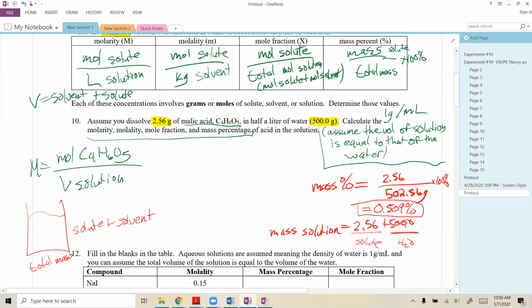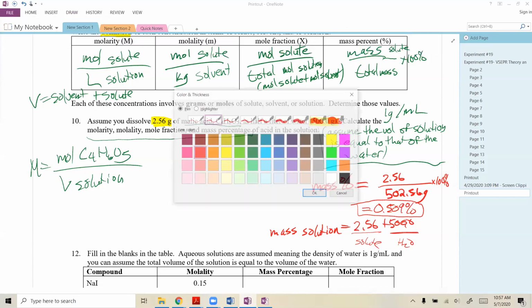Very good, Dimitri, just like that. So that's one of them down. We have our mass percent. And so now we can start moving into some of these other ones. We can try to do our molarity now. Now, how are we going to get this top part, moles of C4H6O5? How can we take our 2.56 grams and find out the moles? Molar mass. The molar mass, very good.